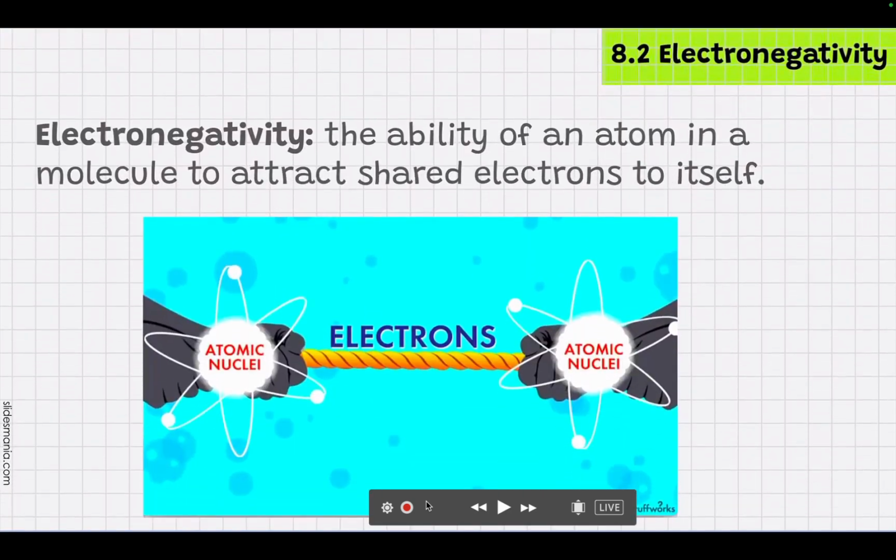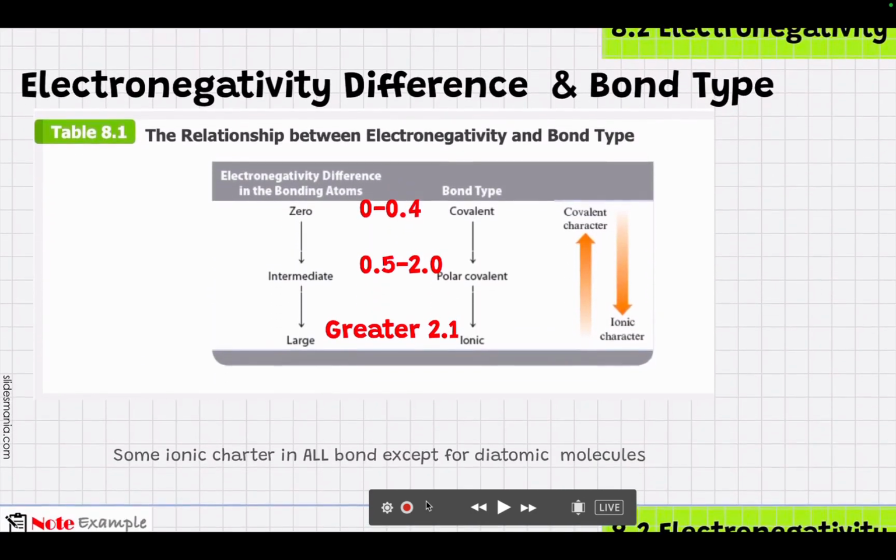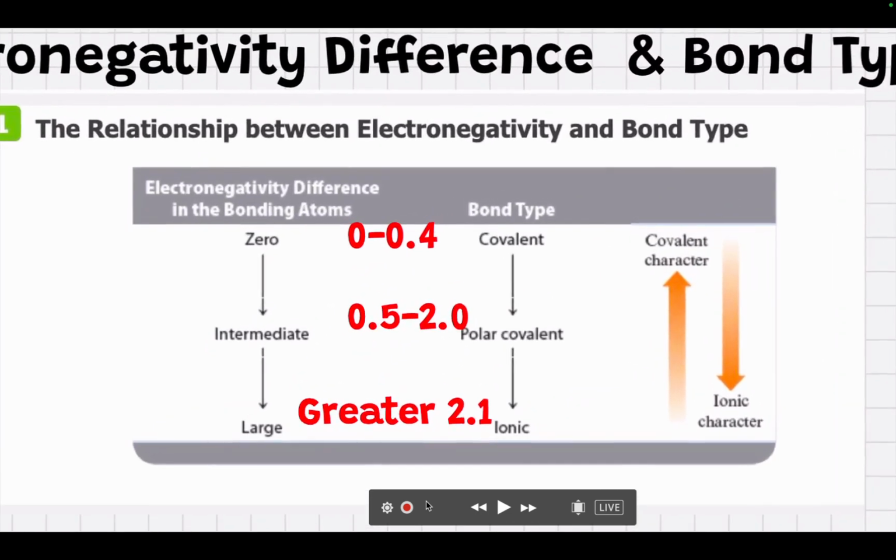So the key words here are that it's the ability to attract shared electrons, so those are bonded electrons to itself. These are the general differences that we use for deciding whether or not something is covalent or ionic. These are different depending on who you talk to, so they're not necessarily always going to be true, because it's not just a definite all of a sudden, oh, it changes to ionic.